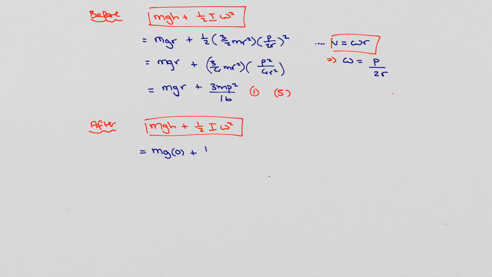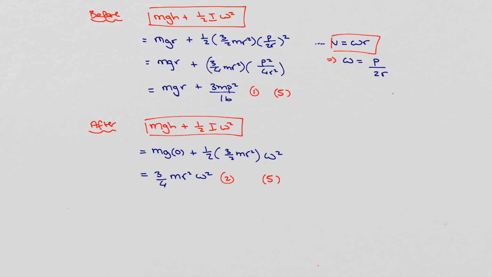And again, if we look at the kinetic energy, our moment of inertia is 3 over 2 mr squared. And we want to know what is the angular velocity at this point, so we're actually looking for omega. If I simplify that, that gives me 3 over 4 mr squared omega squared. So now I have a second equation here for our energy, and again, we were getting 5 marks for this.